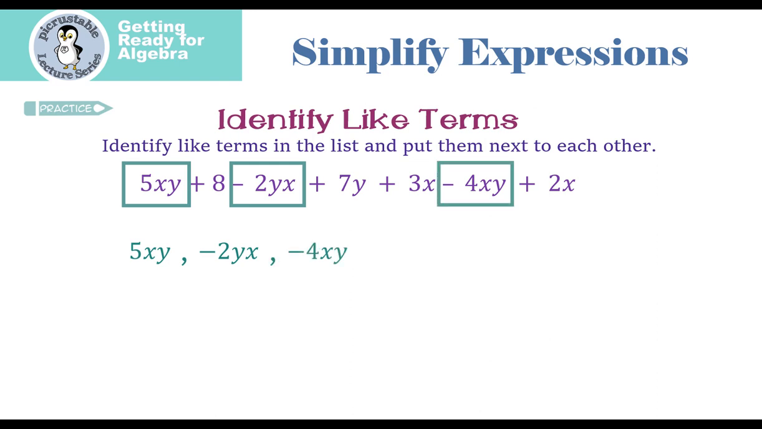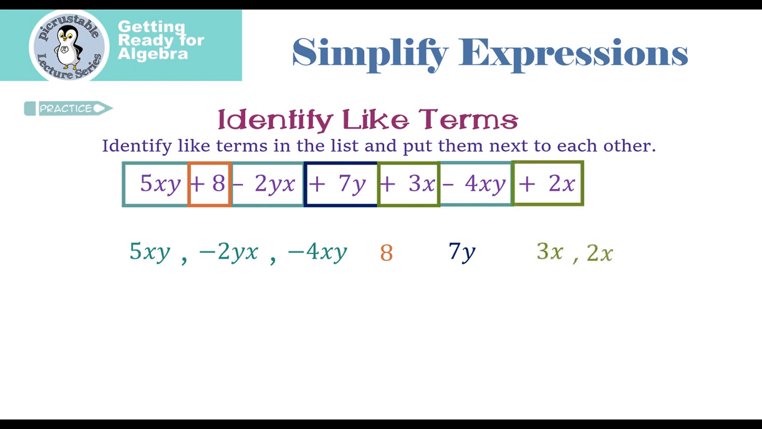All right. Let's start from the left again. I have an 8. I'm going to write it down. That's a constant. Hopefully you remember that. No more constants. So let's go to the y, 7y. Do I have any more y's? Nope. 3x. And then, of course, the last one, 2x.